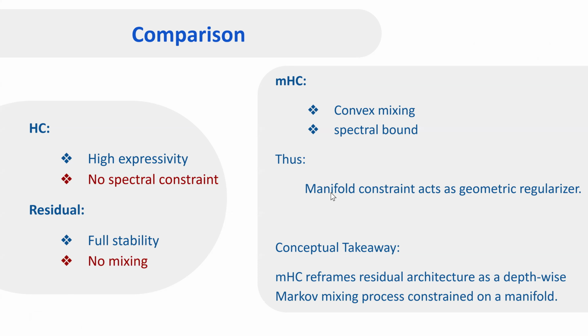So at the end, we can say that the manifold constraint acts as a geometry regularizer. As a conceptual takeaway, mHC reframes residual architectures as a depth-wise Markov mixing process constrained on a manifold. This process we do iteratively, like a Markov process. So yeah, I'm done. It was a short presentation, but that was good.